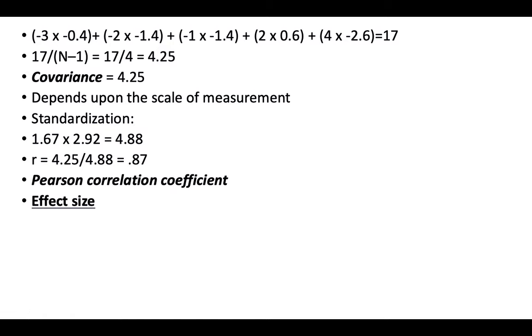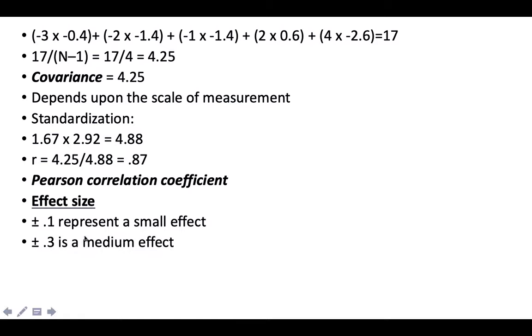Correlation also has an effect size, and this is constant, so you can use it when interpreting your results. Plus or minus 0.1 represents a small effect, so the correlation is not very strong. Plus minus 0.3 is a medium effect, and plus minus 0.5 is a large effect.